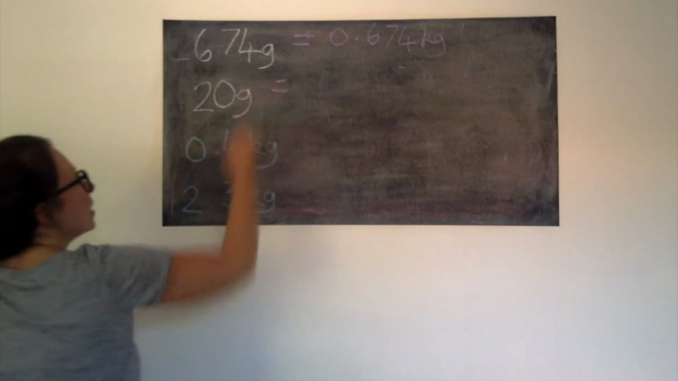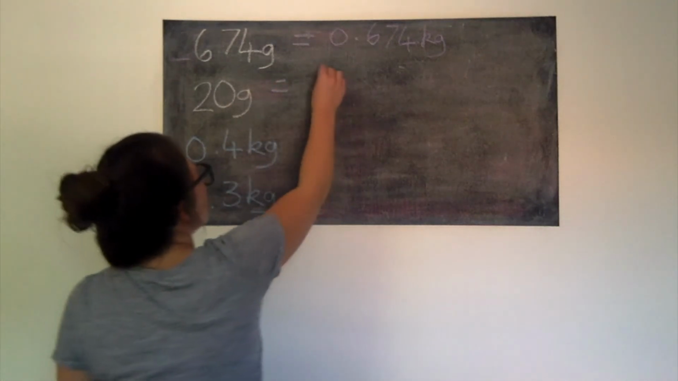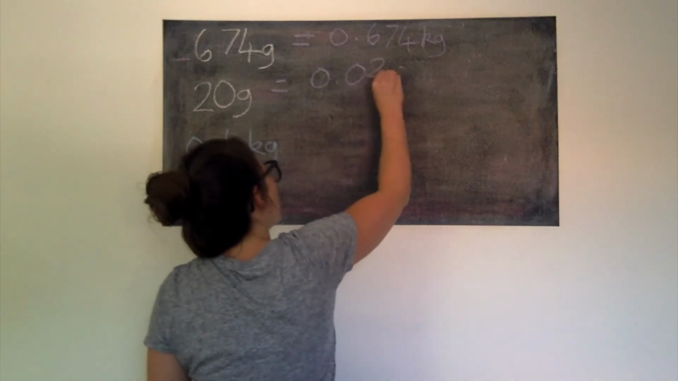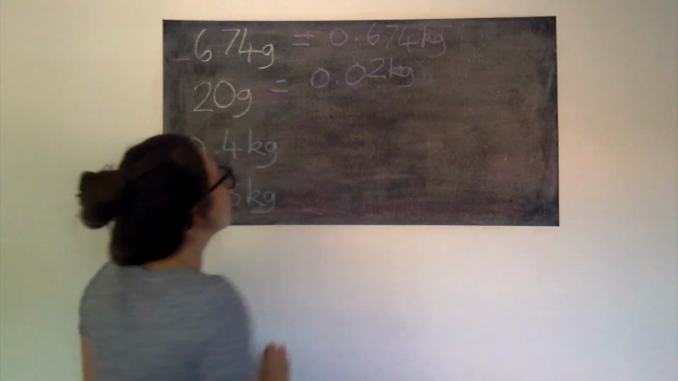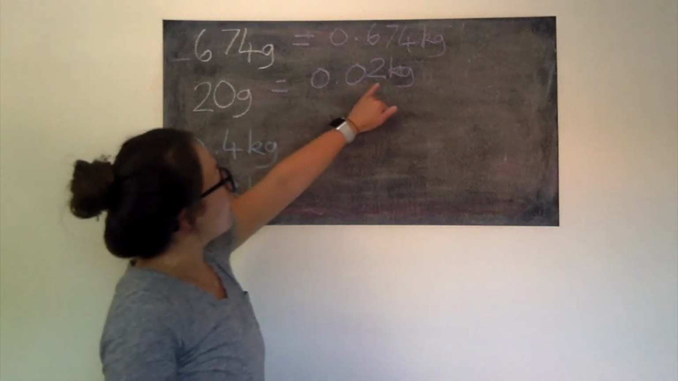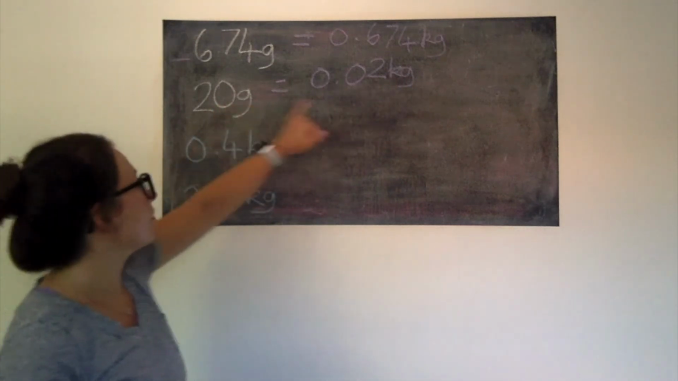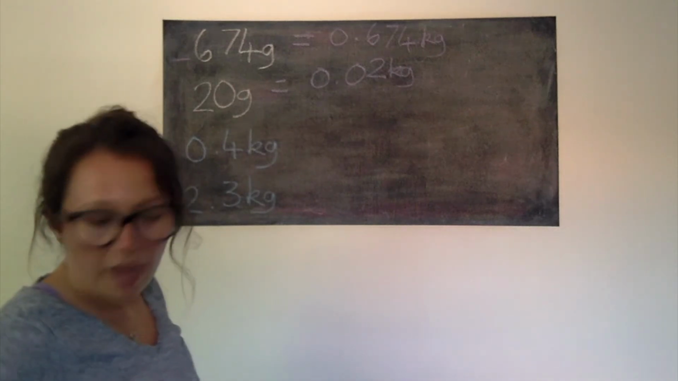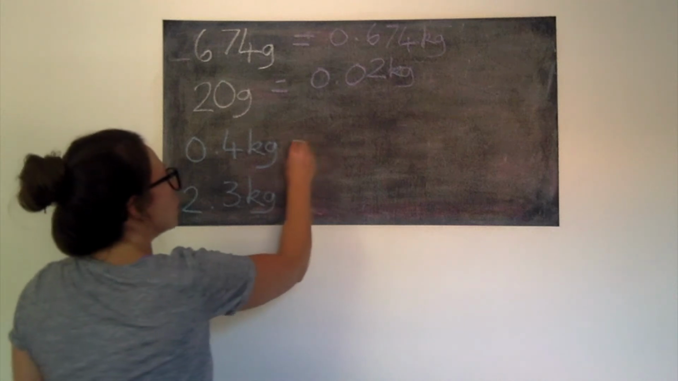Okay, and next 20 grams. Now 20 grams is quite a small amount. We need to divide this again by 1,000. So this would be 0.02 kilograms. Okay, so remember it's in our hundredths column. It's not thousandths because 2 grams would be in our thousandths. Okay, so that's 0.02.